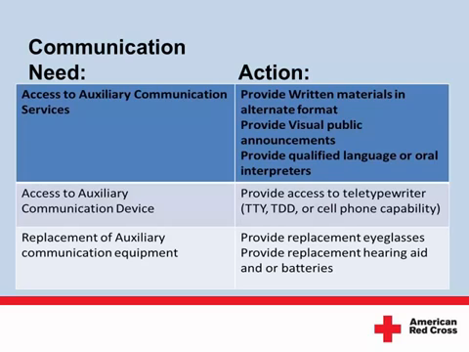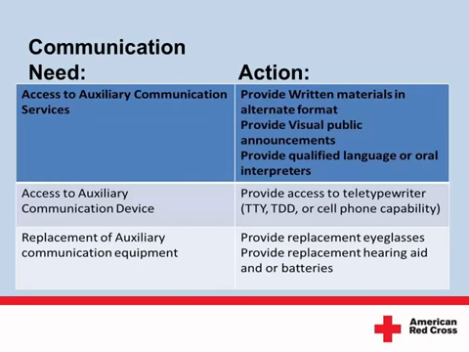So for instance, services, you need access to supportive services. That might include written materials, alternative formats, visual announcements, language or oral interpreters, or even just writing equipment, such as papers and pen. Auxiliary devices might include TTY or TDD or cell phone or texting capability, and auxiliary communication equipment might be batteries for a hearing aid, or it might be visual where they need replacement of their eyeglasses.